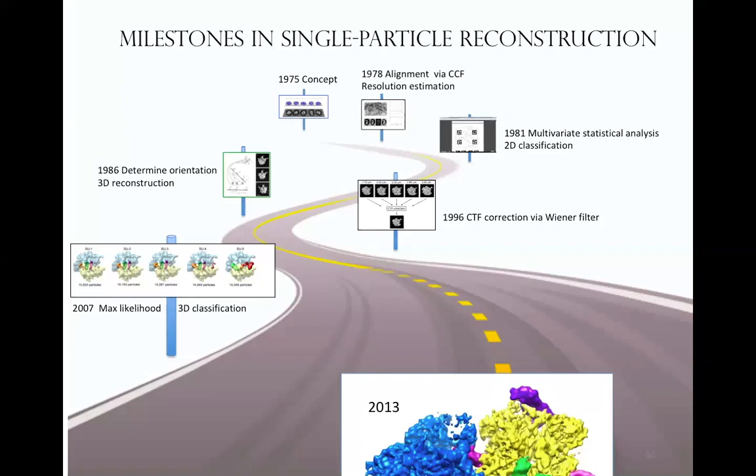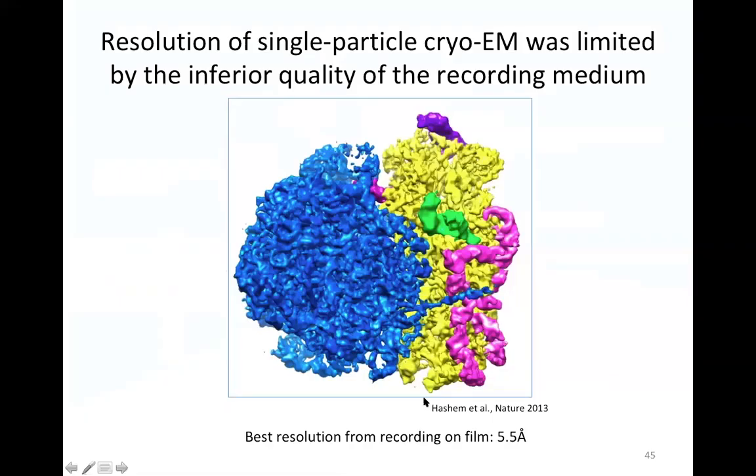So there were many milestones in single particle reconstruction, and I show this here symbolically as some kind of an avenue. And I'm stopping here in 2013 because this was a very interesting place to wind up, because this was the best resolution that we obtained from recording on film, 5.5 angstroms. An incredible amount of work because these were probably 200,000 images that had to be collected, and they were all recorded on film. So the film scanning, the development, and so forth was such a pain.